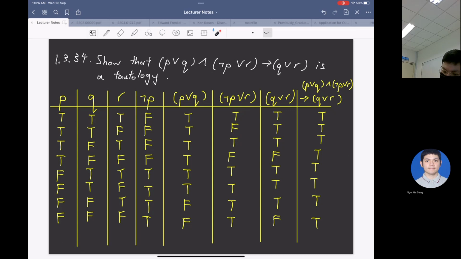Show that this is a tautology: P or Q and not P or R implies Q or R is a tautology. This is the resolution law. What you do is list out all the possibilities and then compute, and then you show that the last column is all true, to check whether you made any mistakes. Any question? No? Okay, next.